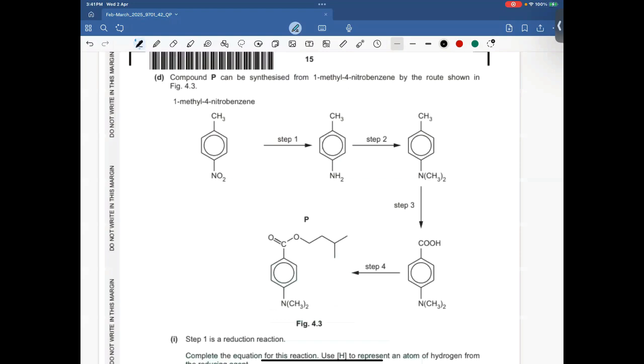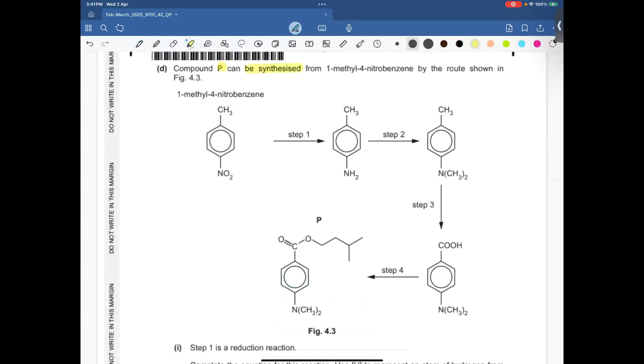D part. Compound P can be synthesized from 1-methyl 4-nitrobenzene. So you can write 4-nitrotoluene. You can say that by the route shown in figure 4.3. Okay. So technically what's going on in this reaction scheme, NO2 is converting into NH2. Rest of the molecule will remain as it is. So I'm reducing NO2 into NH2. So I'll use tin concentrated HCl mixture. Condition is reflux. That reaction is going to be reduction.